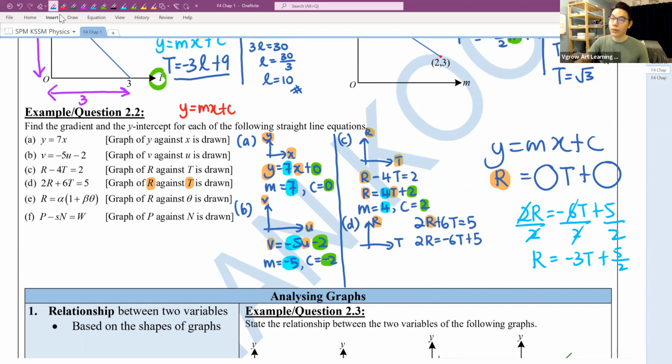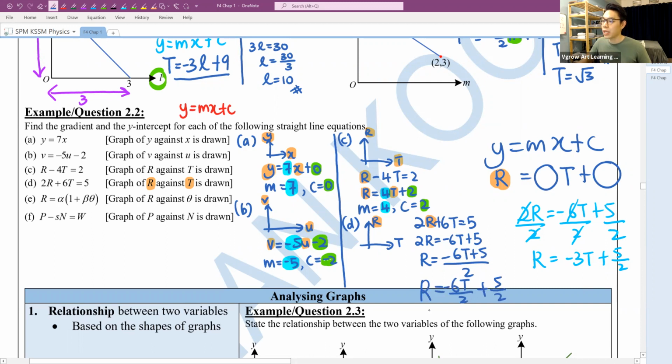Or I know some people, they like to write like this. R equals to negative 6t plus 5 over 2. Also can, but then this one is a bit hard to see. It's a bit hard to see what is the gradient value. The gradient is negative 3, but from here we cannot tell. And the y-intercept is 5 over 2. So if you have something like this, you still have to further split up. Okay, further split up, and then only you can say this.